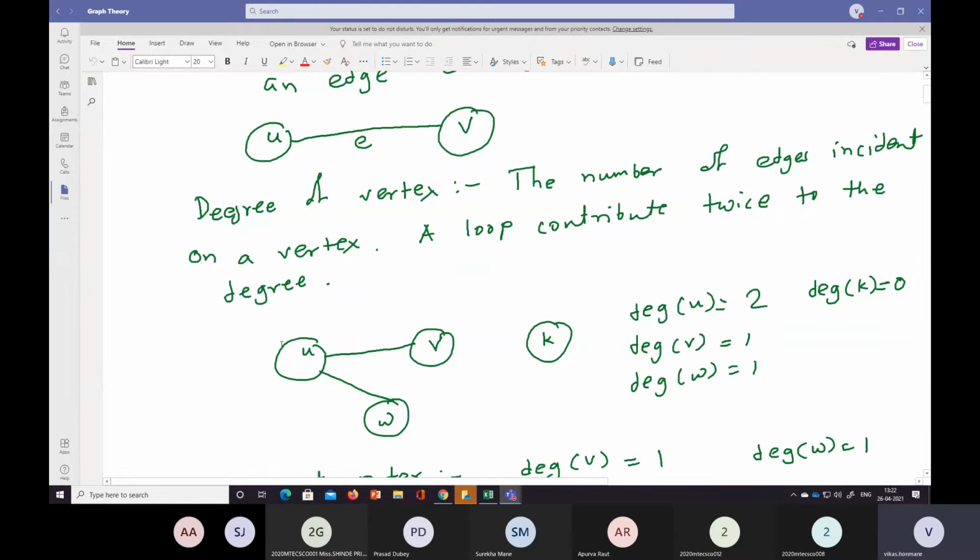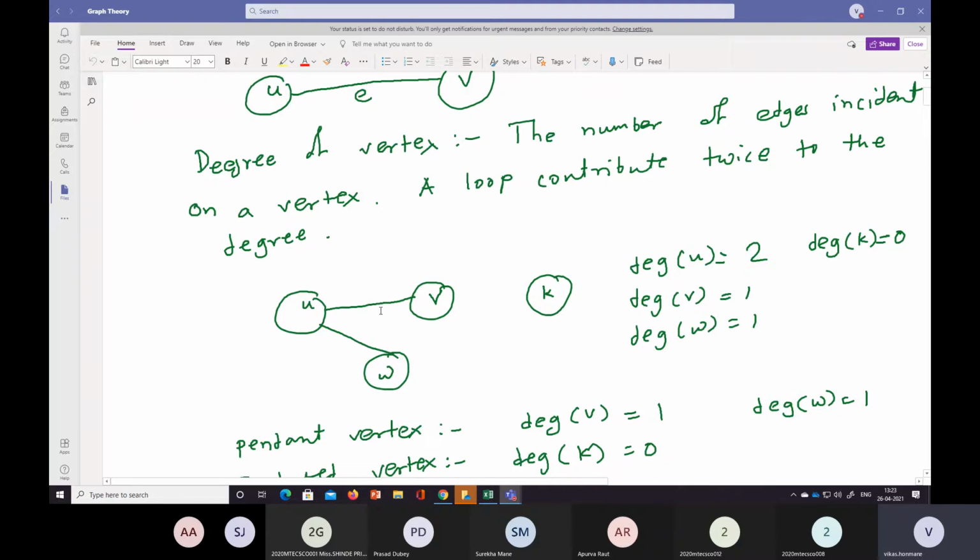So suppose let's take this example. This is the graph u, v, w, and k. Four vertices are there in the graph. And what is the degree of u? Two edges are incident on u, so the degree of u is 2. One edge is incident on w, so the degree of w is 1. And here no edge is incident on k, so the degree of k is equal to 0.